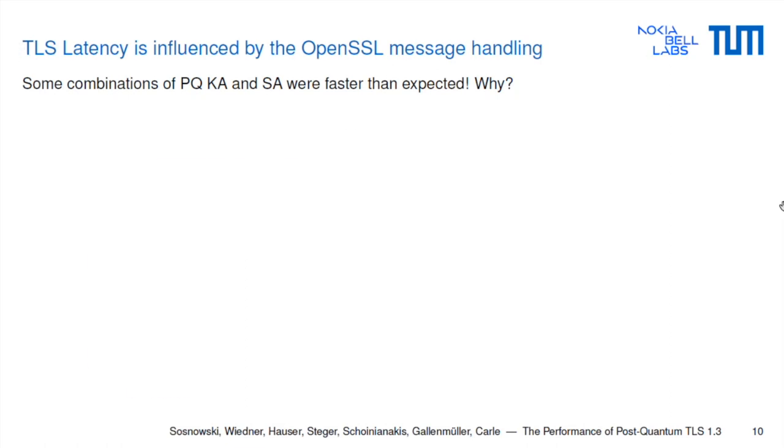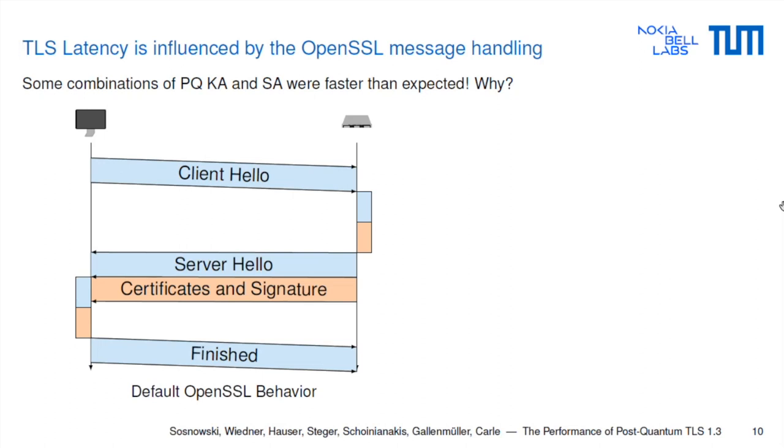Sometimes we observed this behavior of a TLS handshake. It's basically a sequence diagram. It again starts with the client hello sent to the server. Then the server does some computation regarding the key agreement, then does some computation regarding the signatures. And then after finishing all the computation, it would send all the messages back to the client. Also, the client would start its computation of the key agreement already after receiving the server hello.